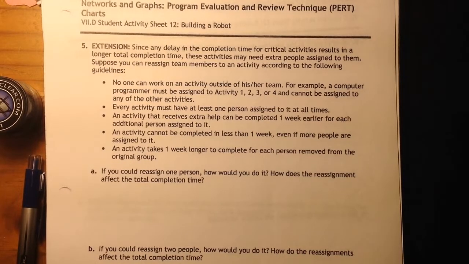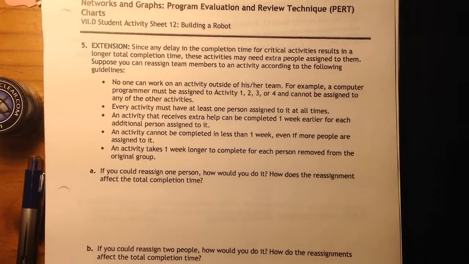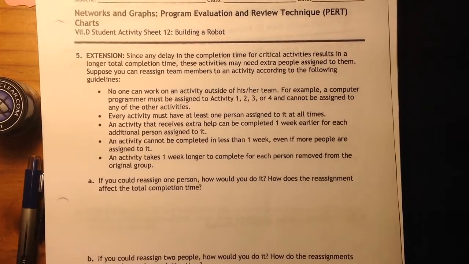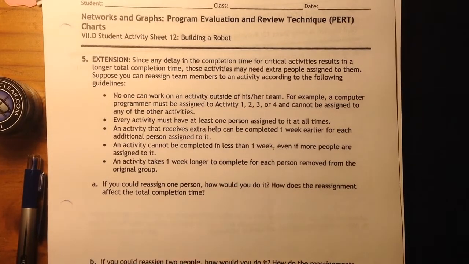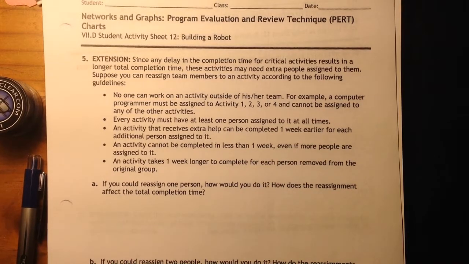Okay, here's day 2 of student activity sheet 12, building a robot. So we're going to take the information we had yesterday. You made an activity graph yesterday, and we're going to use that to take it a little bit further here. So number 5, since any delay in the completion time for critical activities results in a longer total completion time, these activities may need extra people assigned to them.